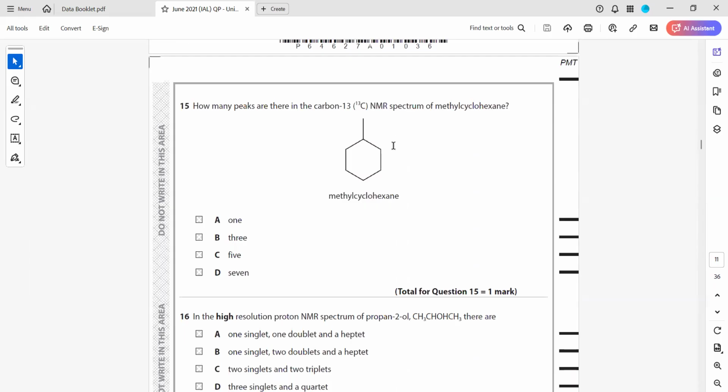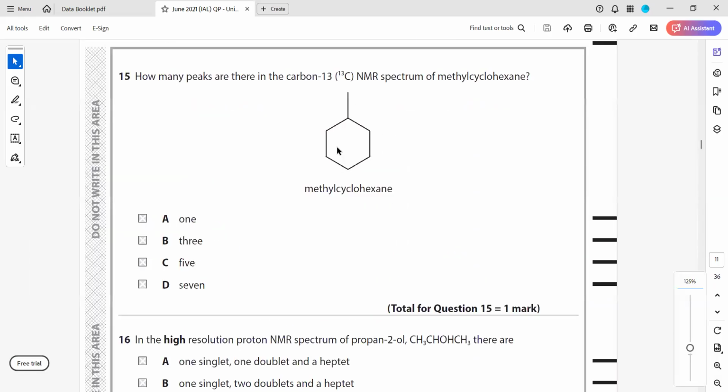Next, we have question 15. How many peaks are there in a carbon 13 spectrum? That means how many different carbon environments are there? If I check this one, this is CH3, this is CH, this is CH2, this is CH2, this is CH2, this is CH2, this is CH2.